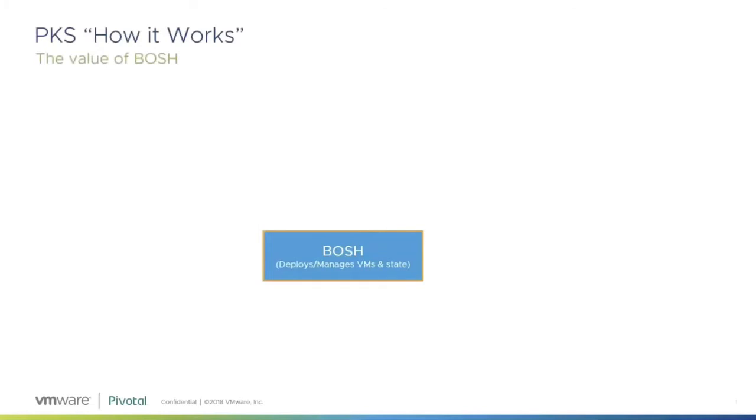The heart of PKS and its ability to manage Kubernetes clusters is a technology called BOSH, which has actually been around since about 2010. BOSH's sole functionality is to deploy and manage virtual machines and manage their state over time. So hold that thought for a second. When you deploy the VMs, you could potentially deploy them to any given IaaS. And the way we do that is with something called the CPI, or Cloud Provider Interface. All you need to know about the CPI is that it is a translator.